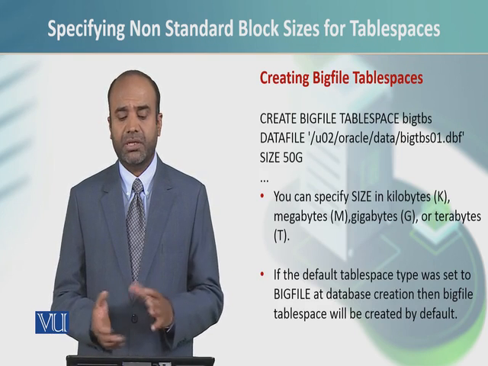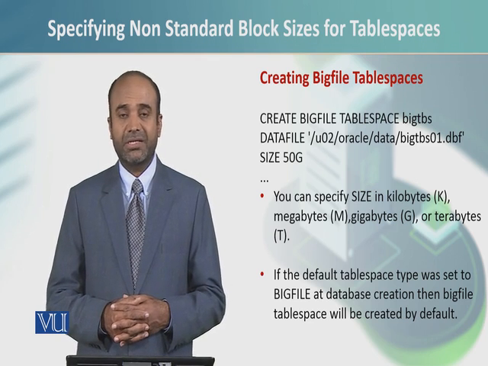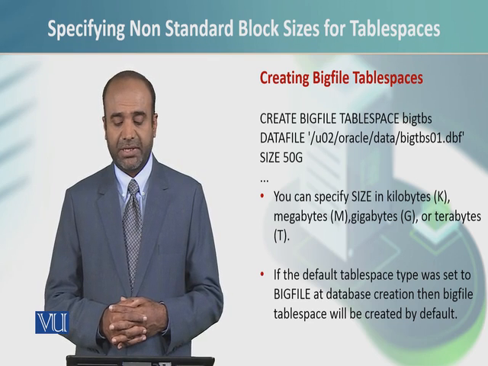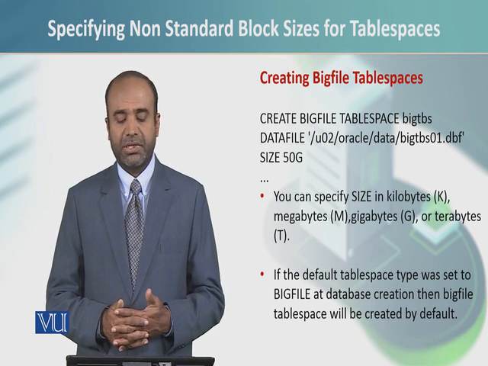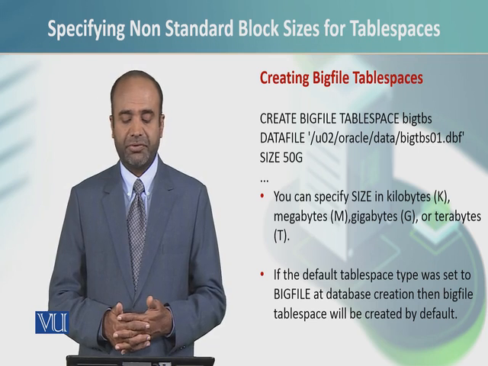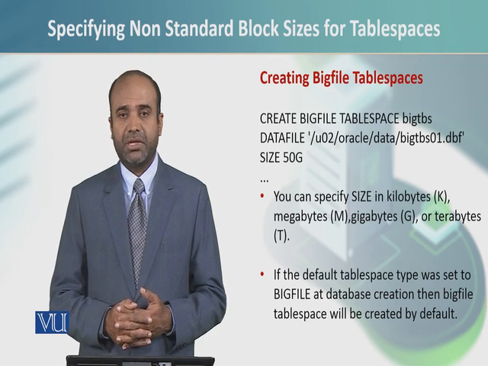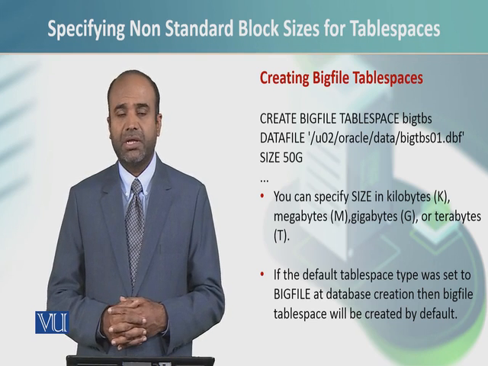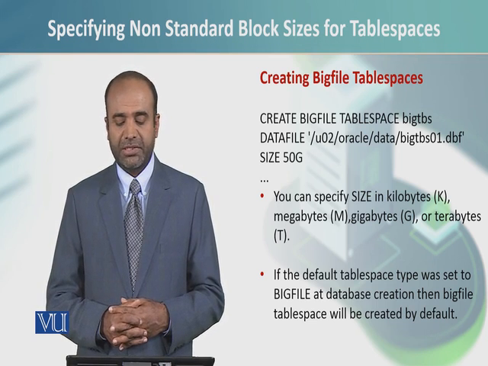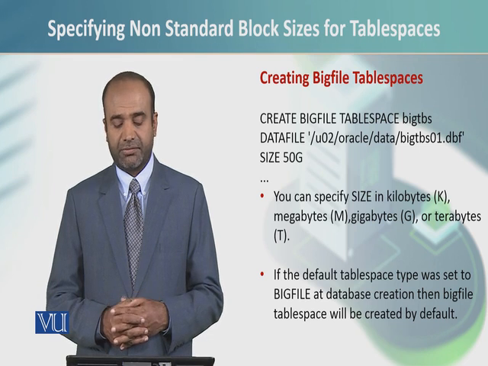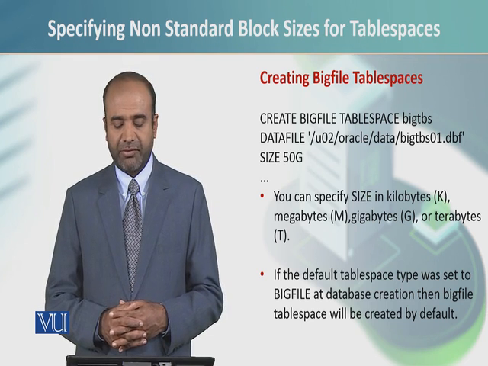To create big files, we have to write the SQL statement in the same way, in DDL form, but with create we have to write the word big file as part of the syntax, table space, and we can give the name like big TBS or something. The path has to be given in the same way as before, and the size you can set to 50G or something. So in this way we can work with a single file, a monolithic file of 50GB, but this file has to be given with the big file option. You can specify size in kilobytes, megabytes, gigabytes, terabytes as well. If the default table space type was set to big file at the database level, then big file table spaces will be created by default.